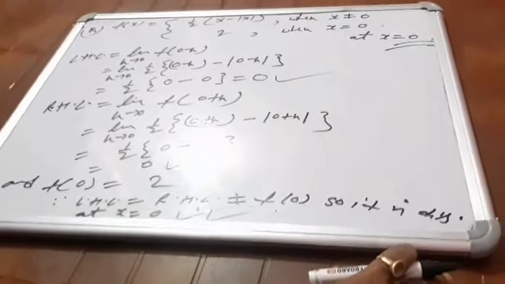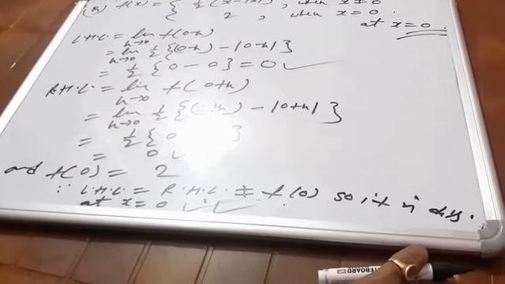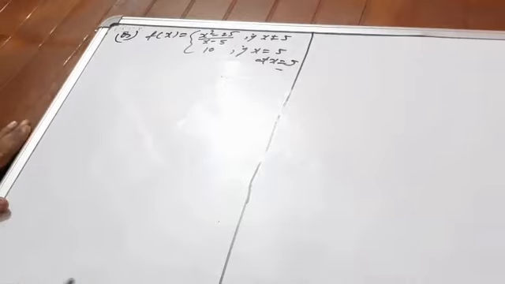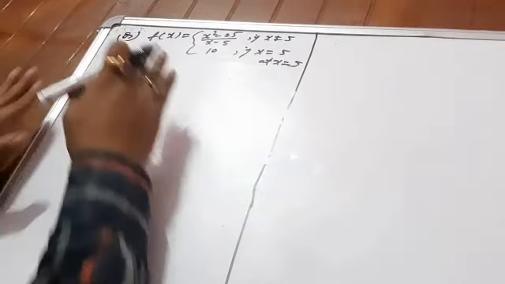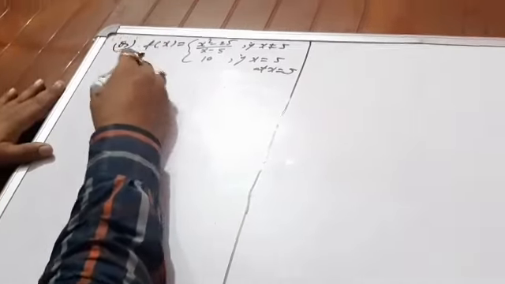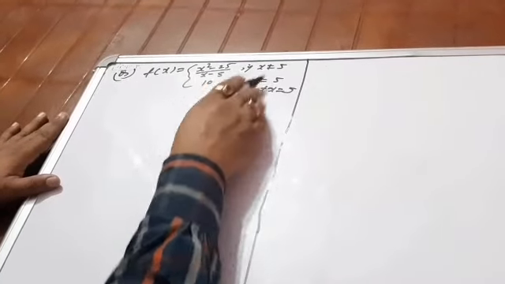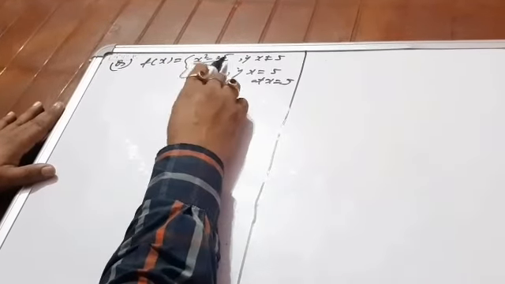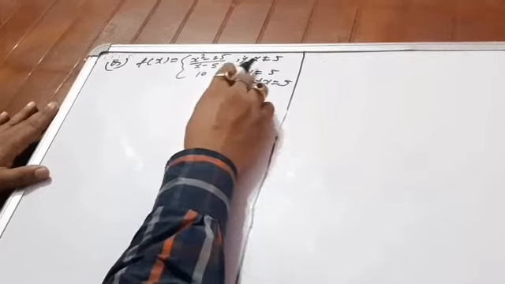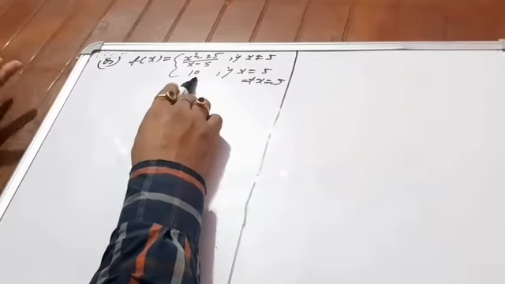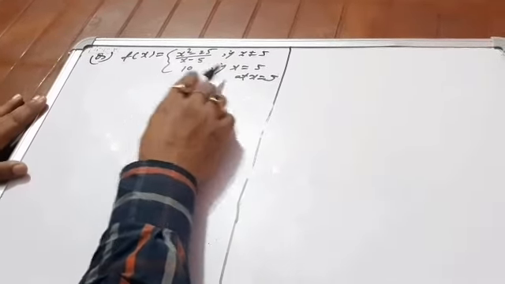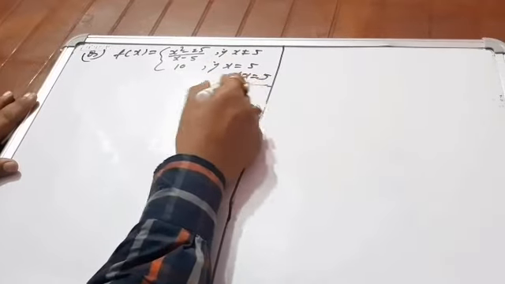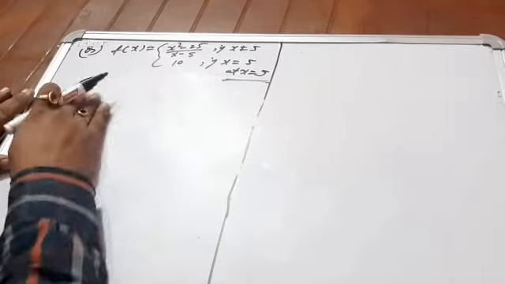Okay, one more question. Now let us see, suppose your question is this: test the continuity of the function f(x) equal to (x square minus 25) by (x minus 5) if x not equal to 5, it is a conditional function, and the second value of f(x) is 0 if x equal to 5. We are going to test its continuity at x equal to 5.